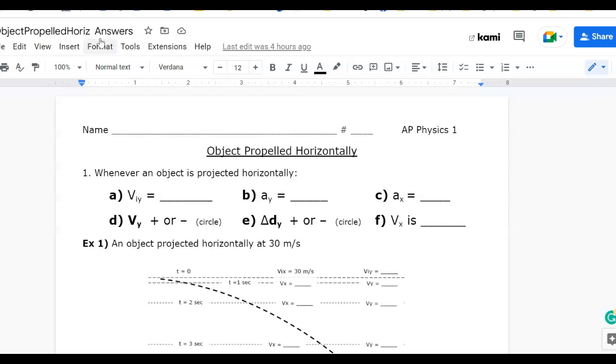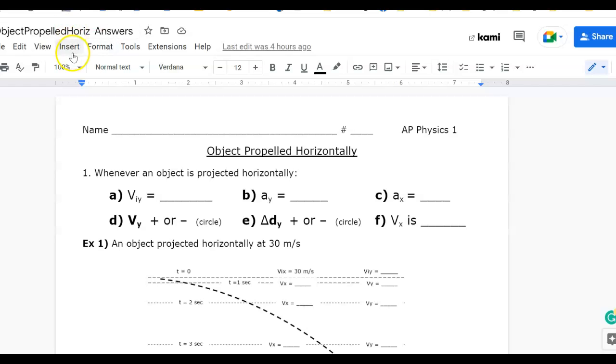Now, because the horizontal acceleration is 0, Vx is, well, constant. Terrific. Now, what's the physics behind that? Vx is constant because the sum of the forces in the x direction equals 0. Okay? All right, so now let's get to the nitty gritty.